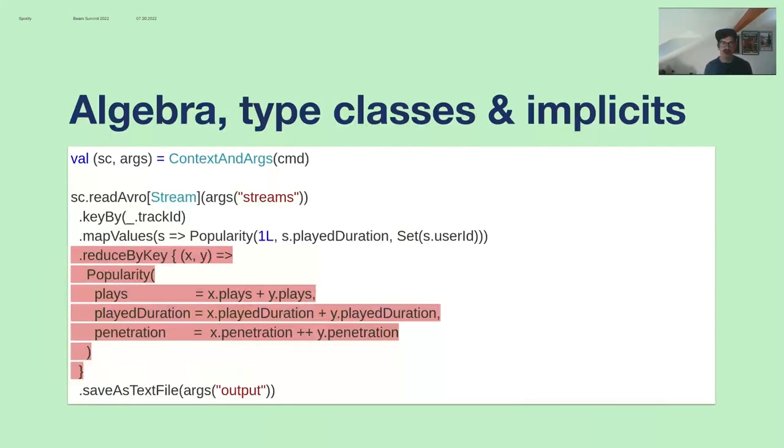So if we write a pipeline to solve this problem, we'll have something like this in Scio. We'll read the streams from the Avro file. We'll then key them by track ID. Then we'll map the stream to a popularity for the single element. It's quite easy. The stream will be considered one play. We have the play duration, and the penetration will be the set of the user IDs who listened to the track. And the reduce step will be as follows. We'll sum the plays, we'll sum the play duration, and then we'll create the union of the sets for the penetration. So it's fine, but it's not very natural, I would say.